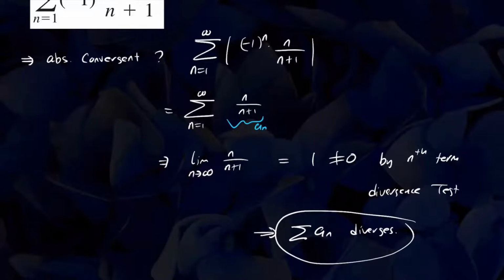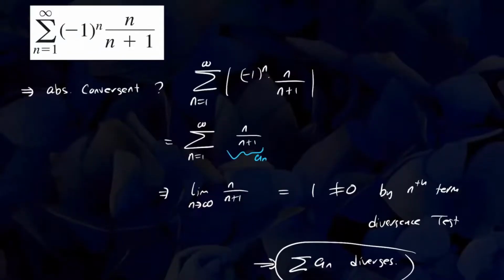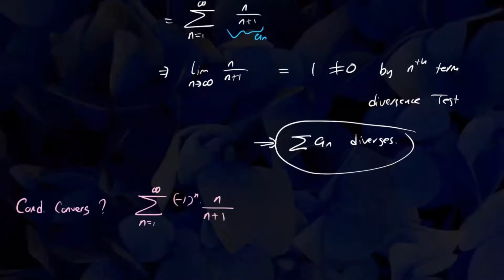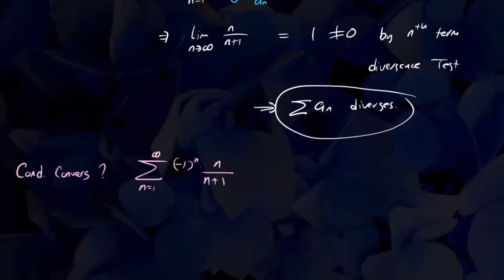It's not absolutely convergent. Now let's test for conditionally convergent. So we're going to take a look at this series and see if it is conditionally convergent. So we're looking at the series from 1 to infinity of negative 1 to the n times n over n plus 1. Now here again, you can try to apply the alternating series test because there is alternation here, but an easier way to do this would be to, again, use the nth term divergence test because we already know what this limit is. If you take the limit of that, it's going to be 1, not 0.